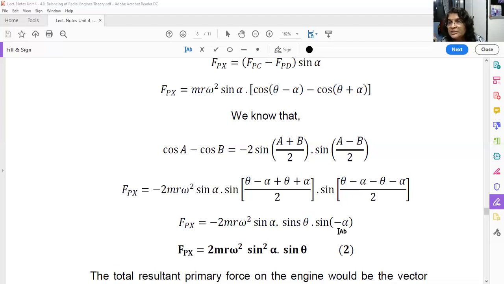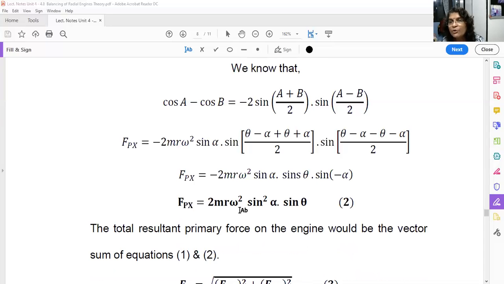Okay, so this sine minus alpha is minus sine alpha, remember, and cos minus alpha is positive, that is cos alpha. So this sine minus alpha is minus sine alpha. So this minus sign will become plus. Okay, so what is remaining? The final Fpx is 2 mr omega square into sine alpha, that is sine square alpha, into sine theta. Okay, so this is the total force acting along x direction, total primary unbalanced force.